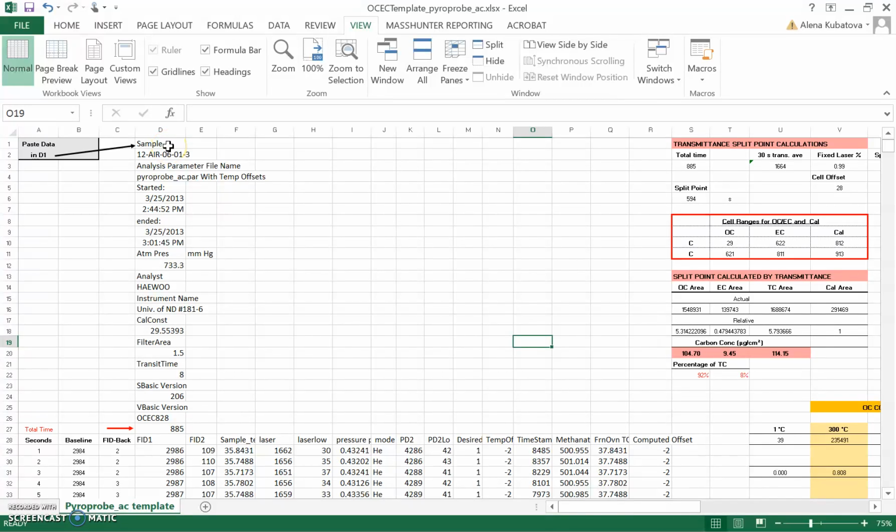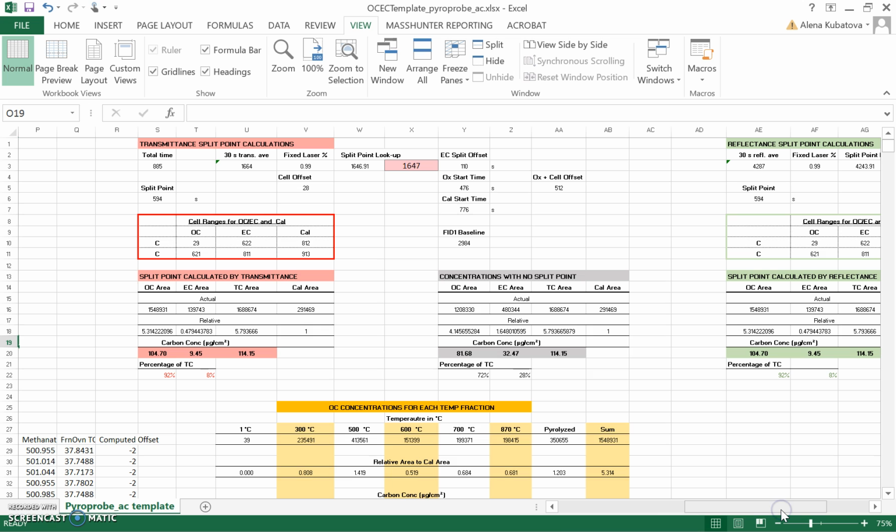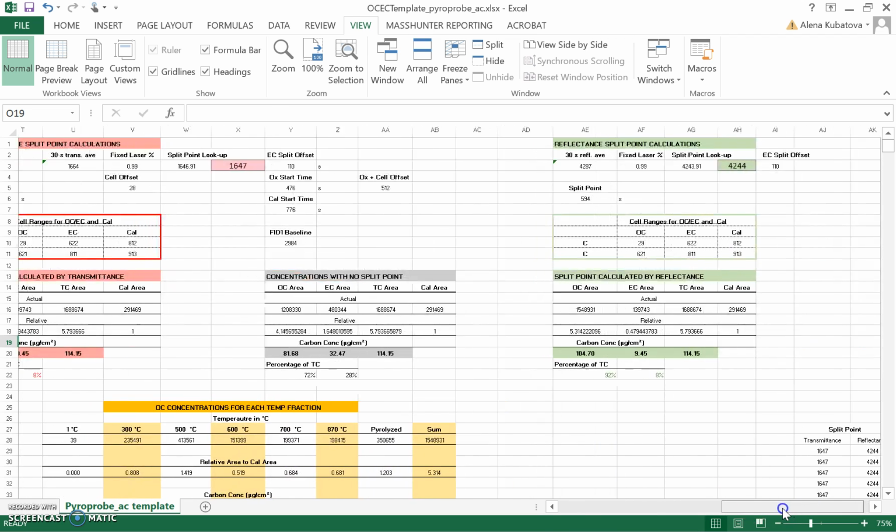So in this video, I'm going to show you the calculation differences in using a transmitted split point, a reflected split point, as well as using no split point at all. So based on the previous video where I showed you the red area here has to do with transmitted split point calculations, this gray with calculations with no split point, and the green with reflected split points.